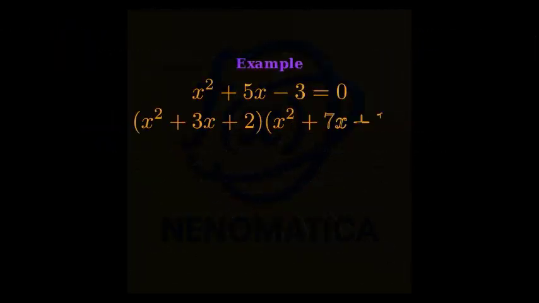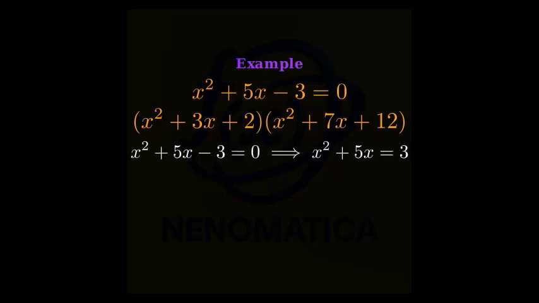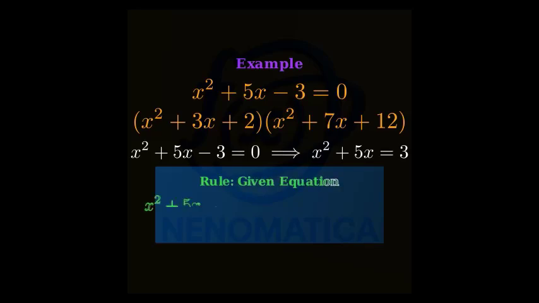Here's our problem. If x squared plus 5x minus 3 equals 0, find the value of the expression x squared plus 3x plus 2 times x squared plus 7x plus 12. Before we start solving, let's understand our approach. We have a constraint that x squared plus 5x minus 3 equals 0. We can rearrange this to get x squared plus 5x equals 3. This will be our key constraint that we'll use throughout the solution.